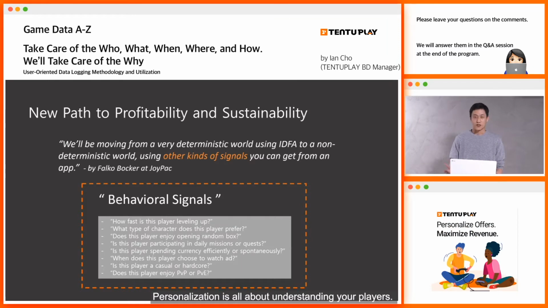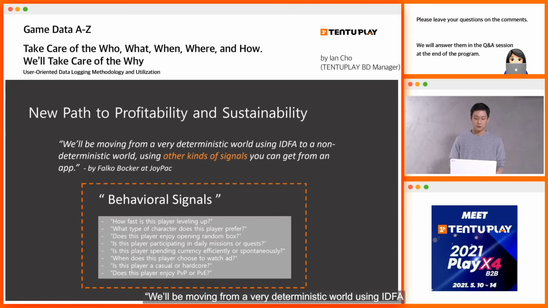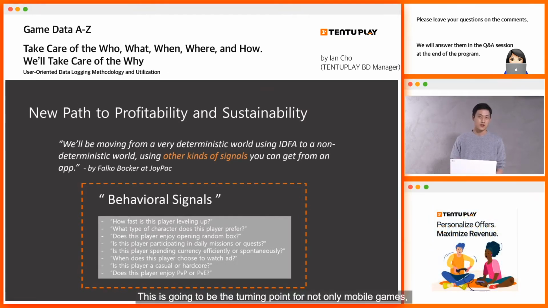Personalization is all about understanding your players, and by collecting behavioral signals, you can categorize the personalities of your players and predict how they would behave, and really learn how you would treat them individually. As Falco Bakker from Joypack wrote, we'll be moving from a very deterministic world using IDFA to a non-deterministic world using other kinds of signals. This is going to be a turning point for not only the mobile games, but also all games to log behavioral cues and segment them by personalities.